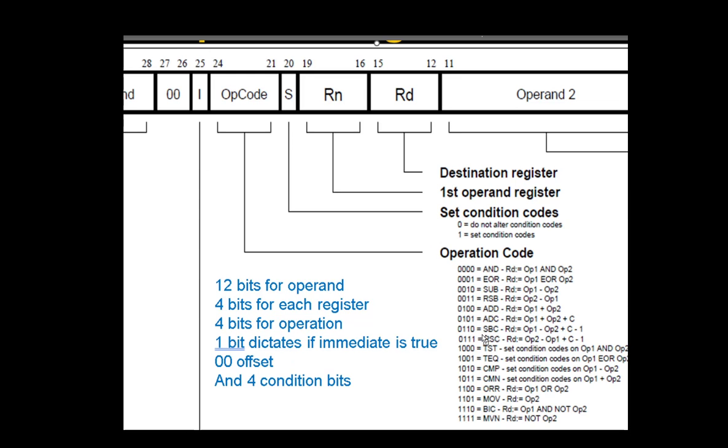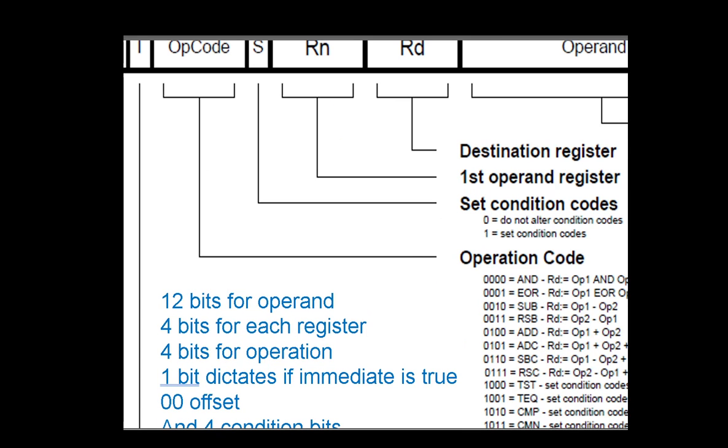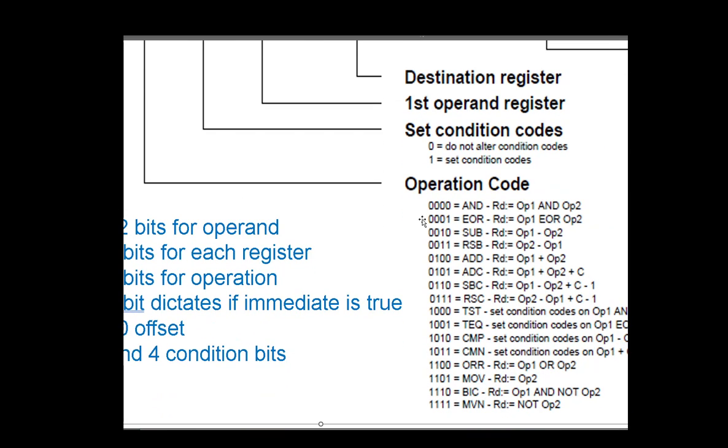And if I zoom in here, hopefully you can see it well. So if this field is 0000, that means I'm indicating an AND instruction. Let's look for the add. The add is 0100. So when I have an add instruction, that field will be 0100.